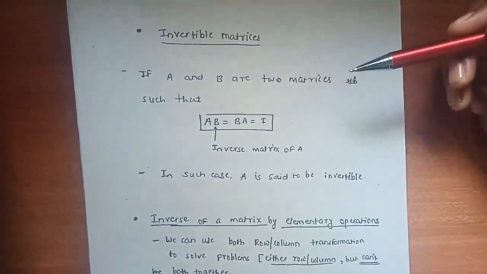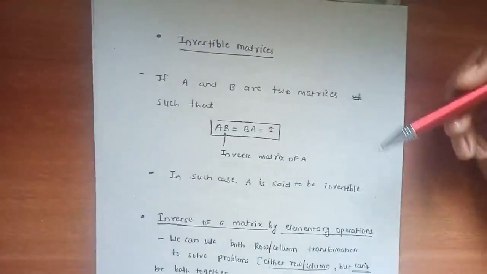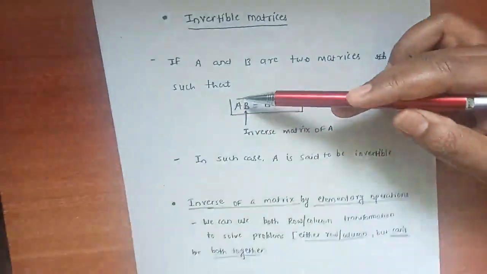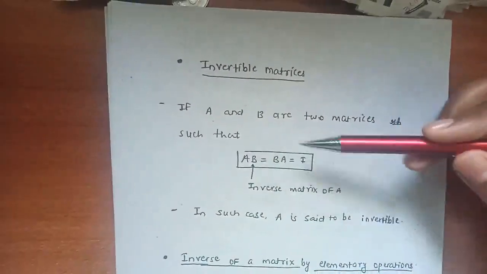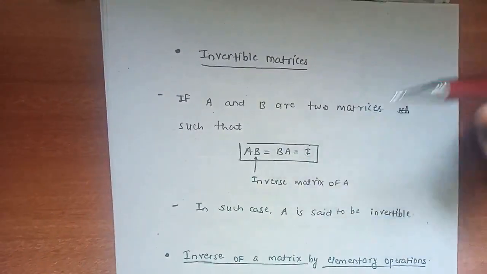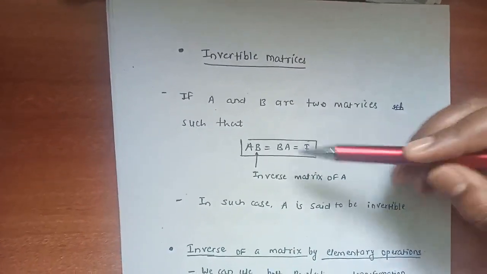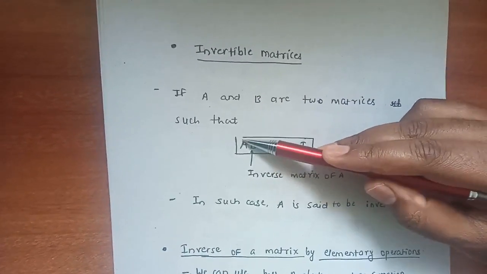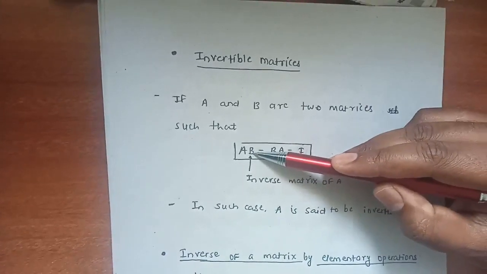Next topic is invertible matrices. Sometimes they will ask you to examine whether the given matrix is invertible or not. What this exactly means is, suppose A and B are two matrices, and if I multiply AB, I get the answer as an identity matrix, or BA, same, AB or BA, whatever, it's a commutative property. So it's an identity matrix. Now actually this B matrix is the inverse of the A matrix. That means if I find the inverse of A, that is nothing but the B matrix.